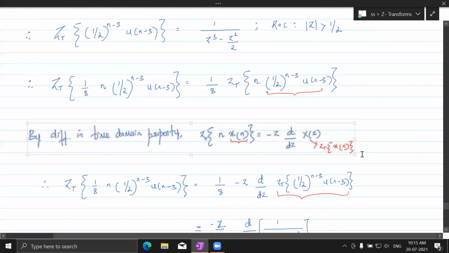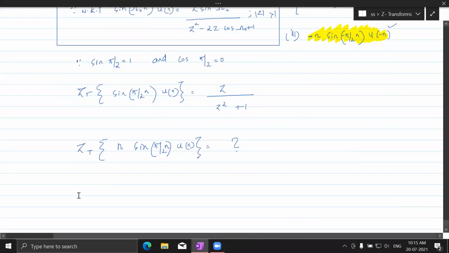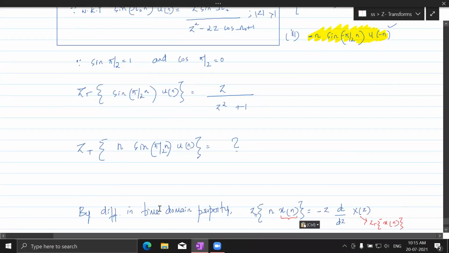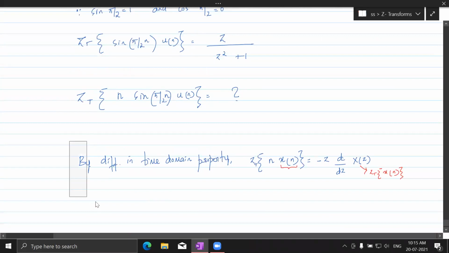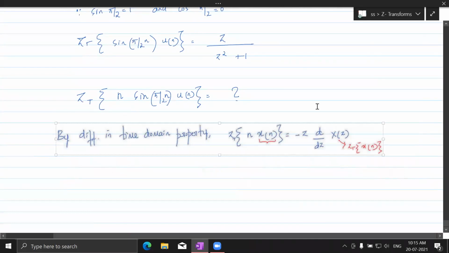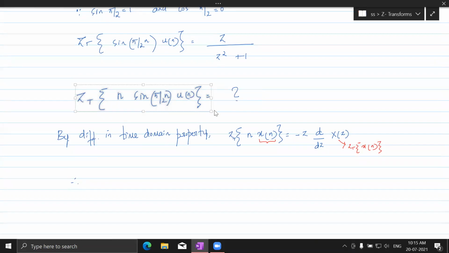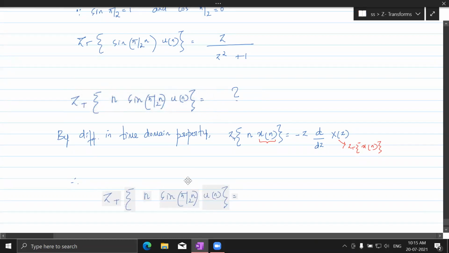Okay, so this is the property we need to be using. Wherever there is n along with the signal, we have differentiation in time domain property. Everybody understand that? So therefore, the Z transform of this is given by what?